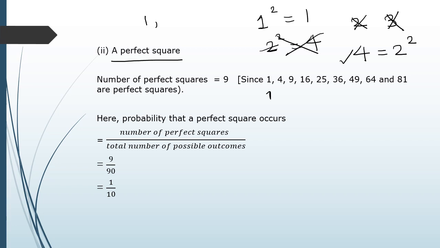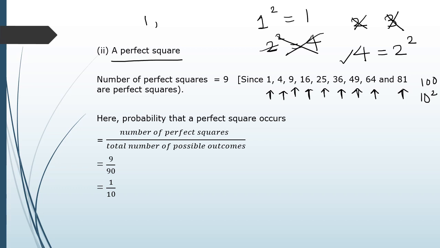For 1, we have 1. Then next, 2 squared is 4. Then we have 3 squared as 9. 4 squared as 16. 5 squared as 25. 6 squared as 36. 7 squared as 49. 8 squared as 64. 9 squared as 81. Then 10 squared is 100.